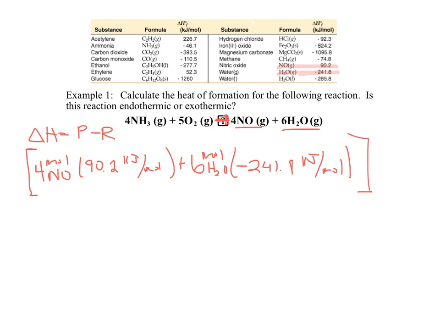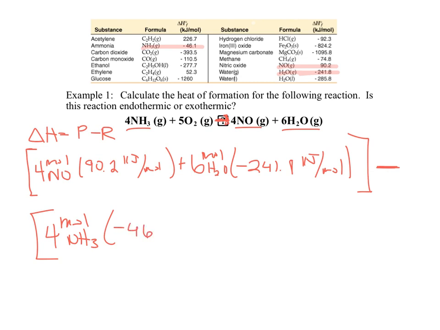That is my products. Now I need to take that and subtract. I'm going to do the same thing, but with my reactants this time. So I'm going to open my bracket. I've got 4 NH3, so I'm going to have 4 moles of NH3 times, and I'm going to look up NH3 on my table up above. There is my ammonia. Again, it's a negative number, watch out.